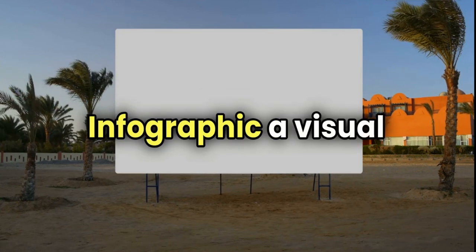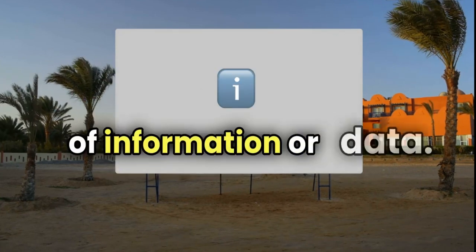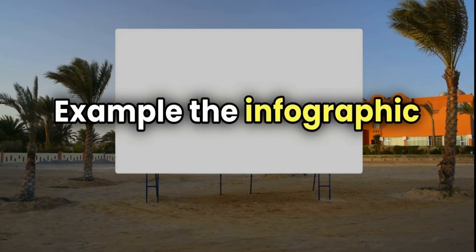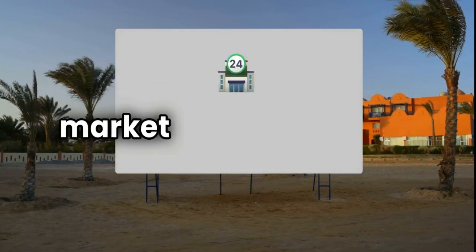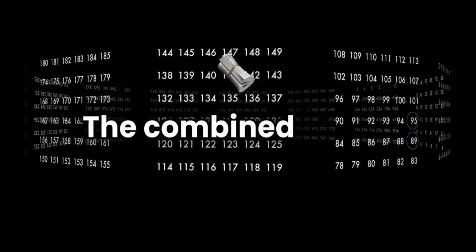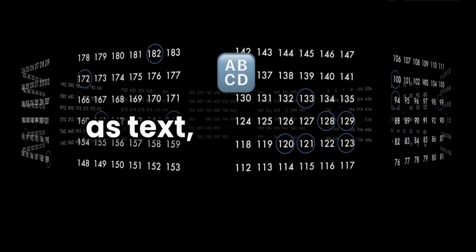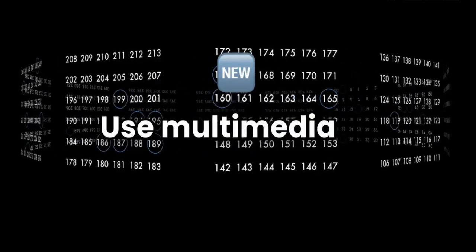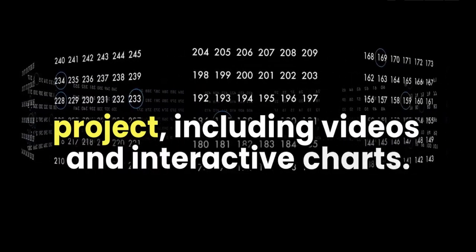Infographic: a visual representation of information or data. Example: the infographic on this slide illustrates our market growth over the past 5 years. Multimedia: the combined use of several media, such as text, images, and sound. Example: we'll use multimedia to showcase our latest project, including videos and interactive charts.